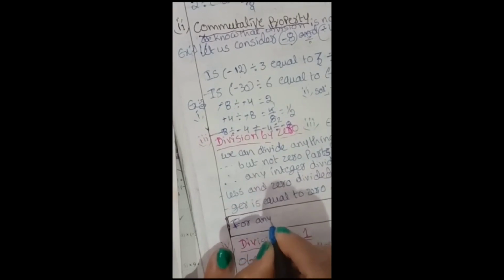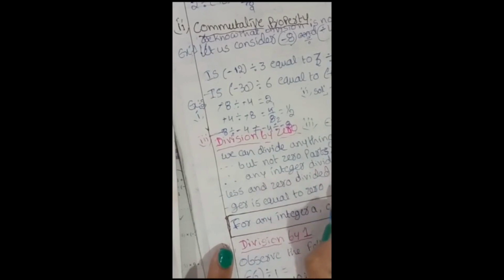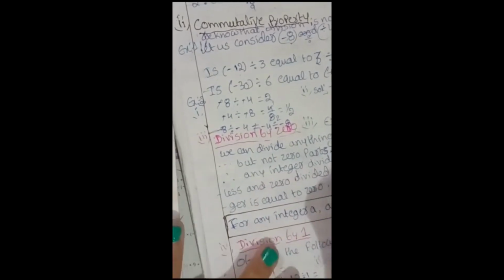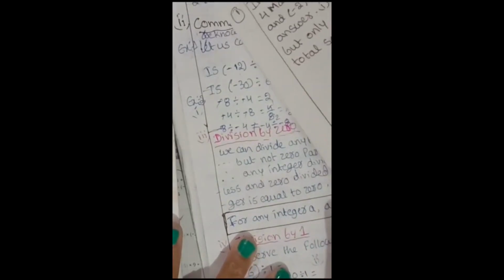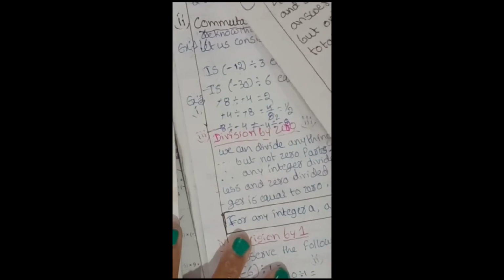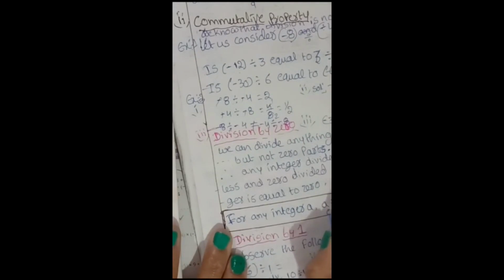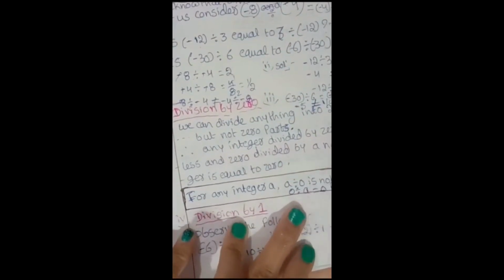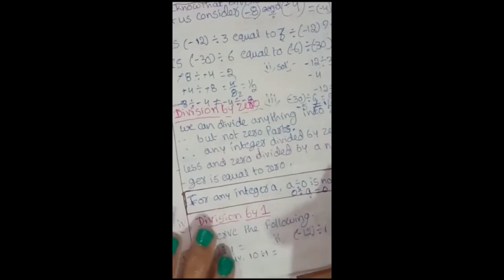For any integer a, a divided by 0 is not defined. But 0 divided by a is equal to 0, for a not equal to 0. Okay? Now you understood: 0 divided by a is equal to 0, but a is not equal to 0. That is a zero answer.